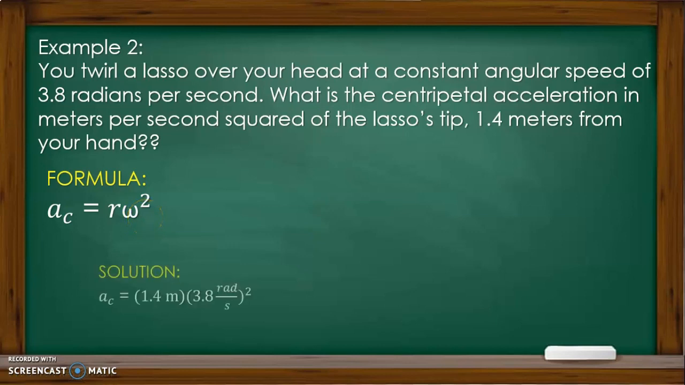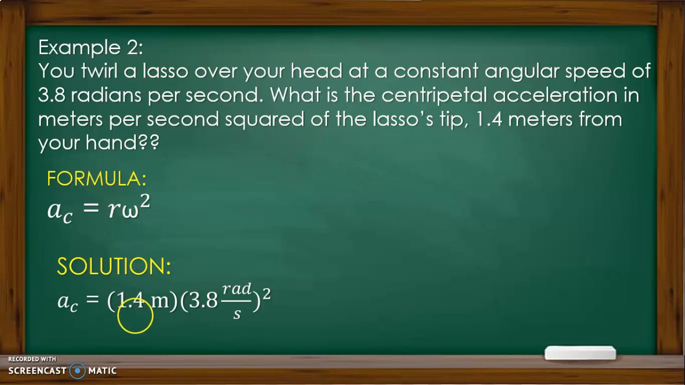We then use our formula by substituting. Our radius is equal to 1.4 meters. Then we multiply it by the square of our angular velocity, which is 3.8 radians per second.